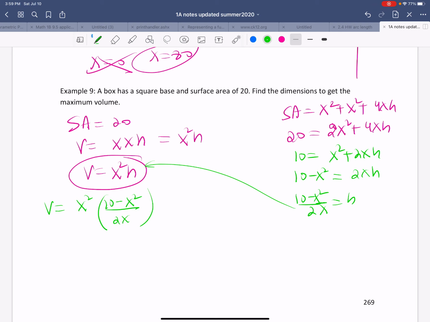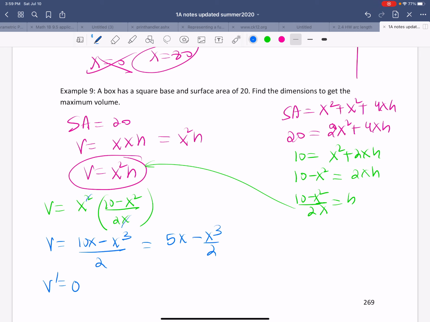Now let's simplify here. I can cancel one of the x's. So volume turns out to be 10x minus x to the third over 2, which is 5x minus x to the third over 2 if I write it as two separate fractions. Now to find the max or min, we're going to have to set the derivative of the volume equal to 0.